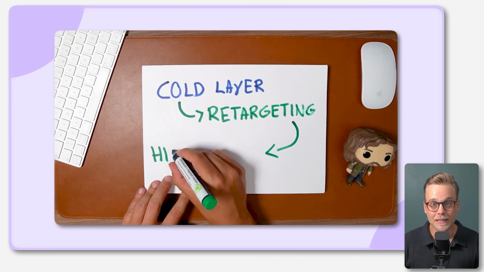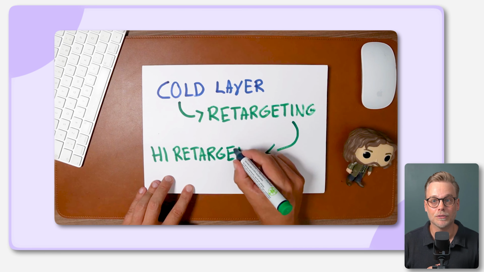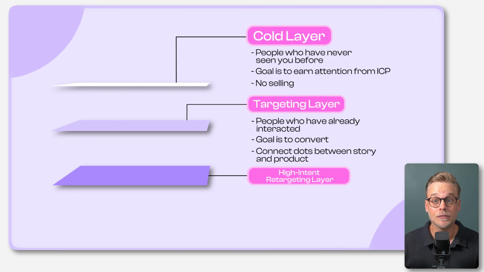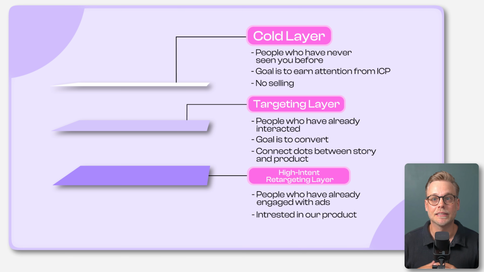And finally, we have what we call the high intent retargeting layer. This is a very small group. These are people who have already engaged with our retargeting ads, and they're somewhat interested in our products and need a small nudge to take action.